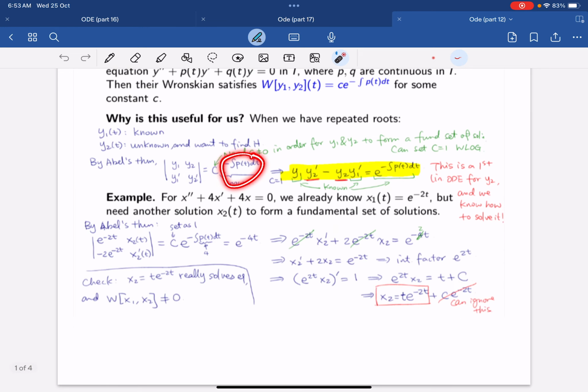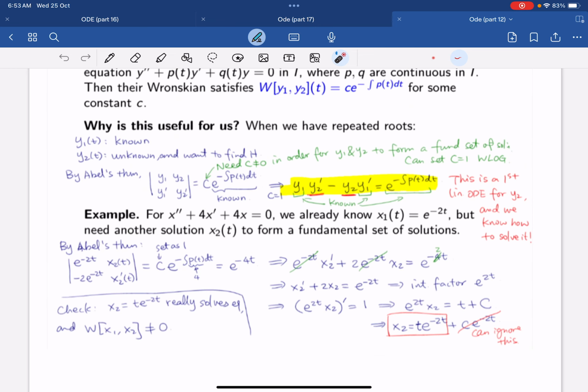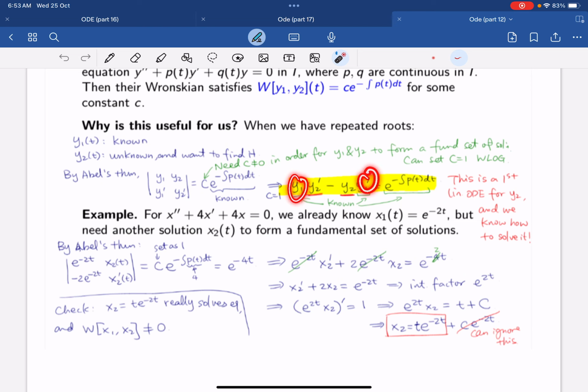So this whole thing is known, and the c needs to be non-zero in order for this to form a fundamental solution. So we can just set c to be 1 without any loss of generality. Because of that, we see that y1 times y2 prime minus y2 times y1 prime must be this. And this reduces the question to a first order ODE, because we know y1 prime, we just don't know y2. So these are unknowns. This allows us to create a first order linear differential equation, and from here we'll know how to solve it.